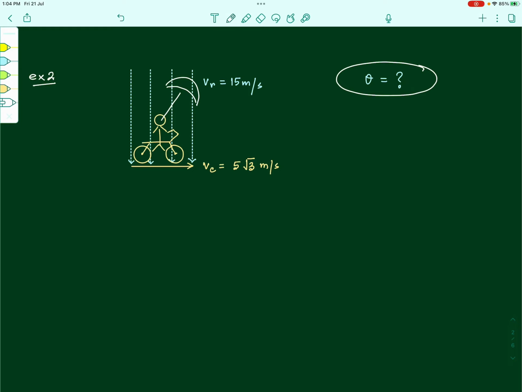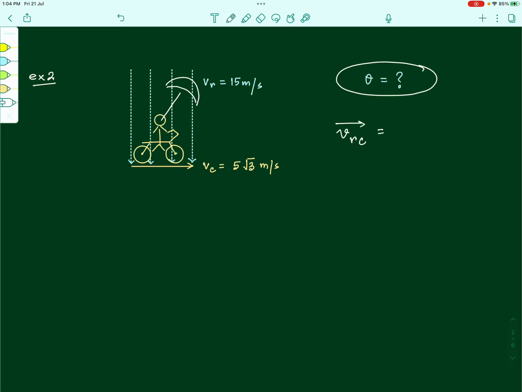Okay. Do you understand that while the cyclist is moving in the rain, the velocity of the rain as seen by the cyclist will be different from the actual velocity of the rain, right? We have to use relative motion here. The direction of the rain's velocity as seen by the cyclist is the direction in which the cyclist will have to hold the umbrella, isn't it?